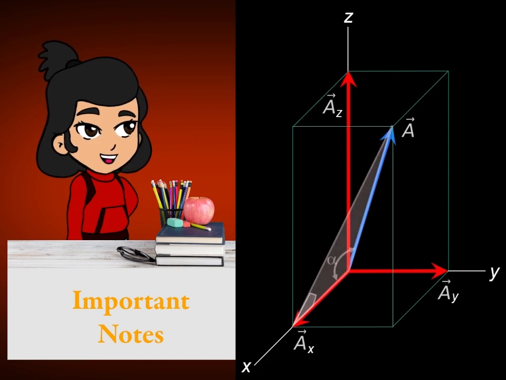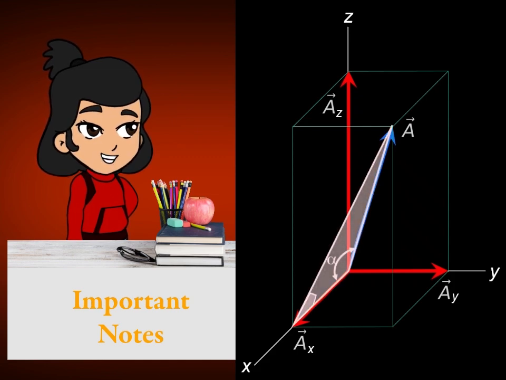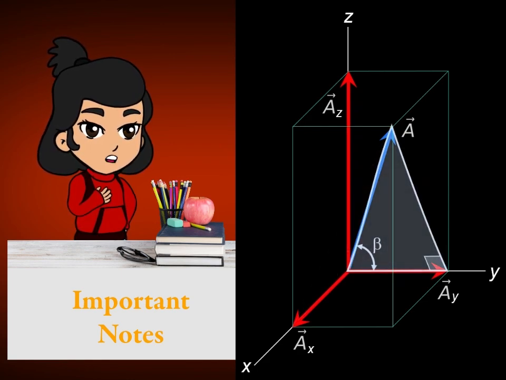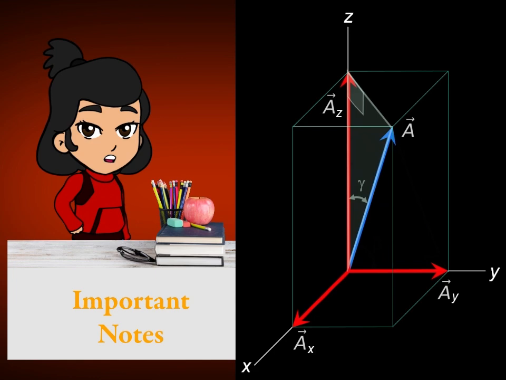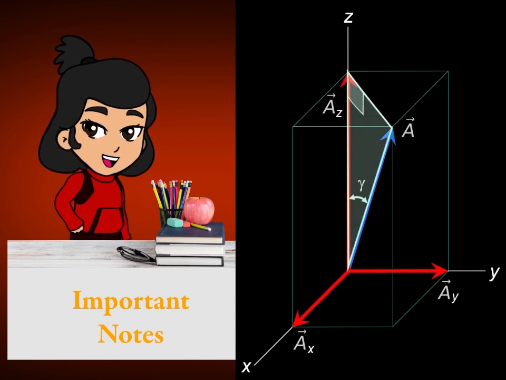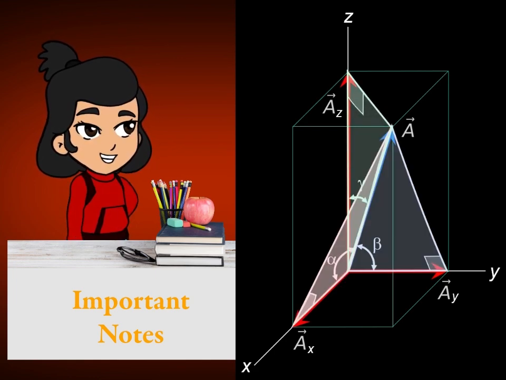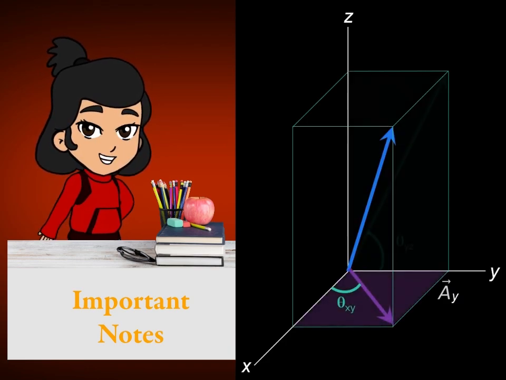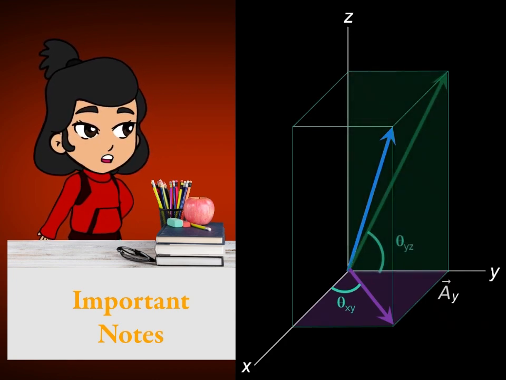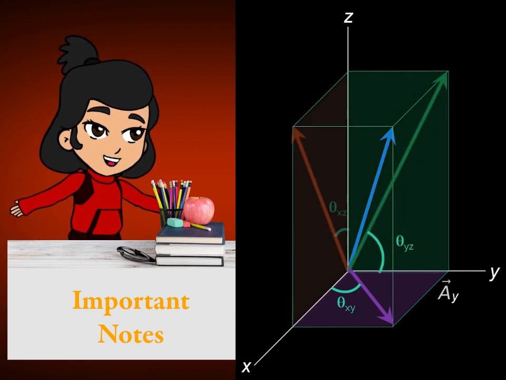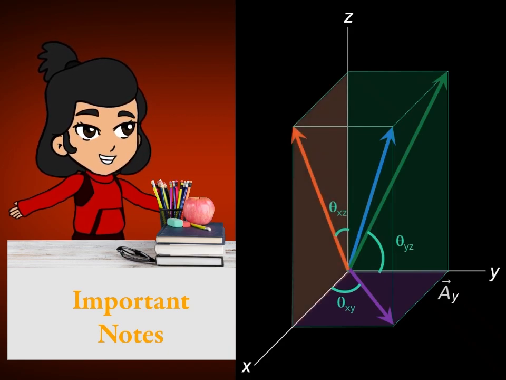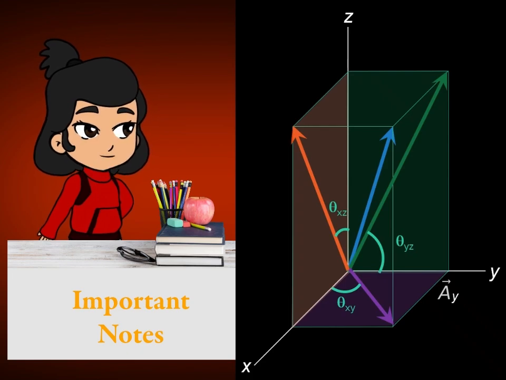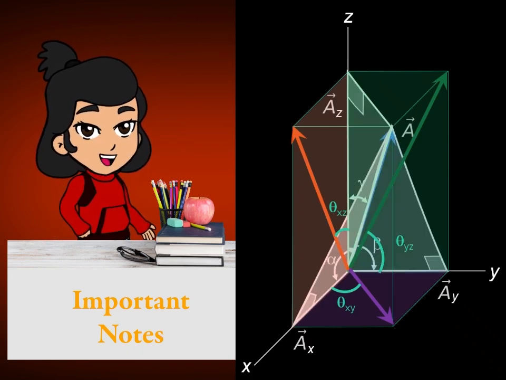You might be given alpha, beta, and gamma along with the magnitude of the vector. These refer specifically to the angle the vector makes with the x, y, and z axis respectively in three-dimensional space. These angles are called the coordinate direction angles. You might also be given the magnitude of the vector and the angles for a projected component of the vector. For example, the projected component of the vector on the xy plane makes the angle theta xy. This type of angle is called a projected angle.